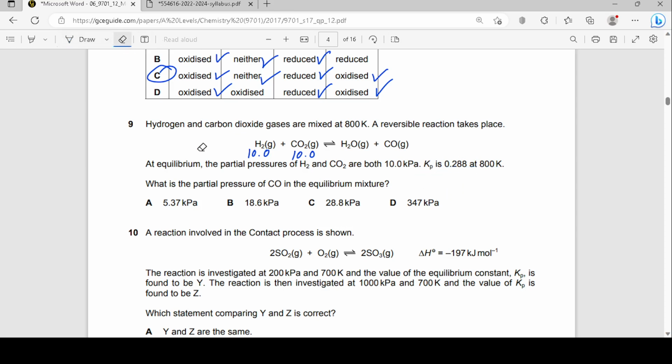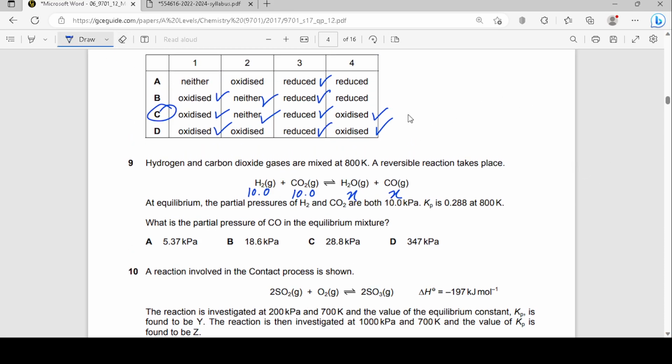Okay, and we do not know what the partial pressure of CO is in the equilibrium mixture. That's what they're asking. What is the partial pressure of CO in the equilibrium mixture? So let me take the partial pressure of CO at 800 kelvins as X. Because H2O and CO are both products and they have a 1:1 ratio, if CO's partial pressure is X, then the partial pressure of H2O will also be X. They're all gaseous, so they will all be included in the expression.